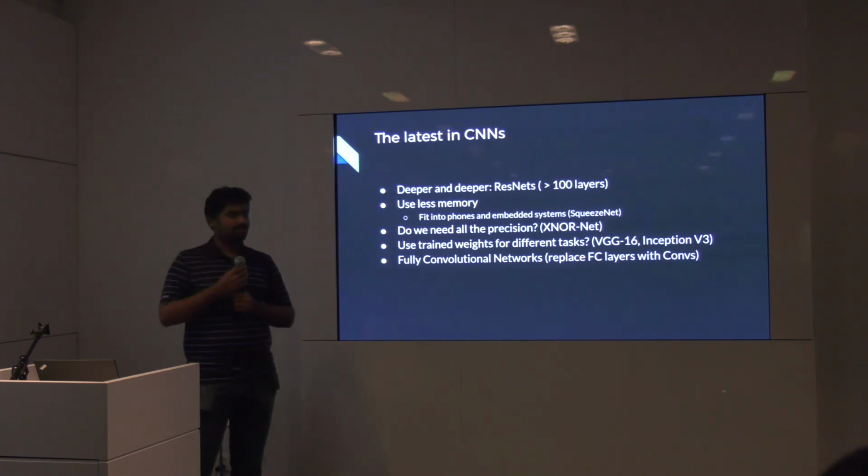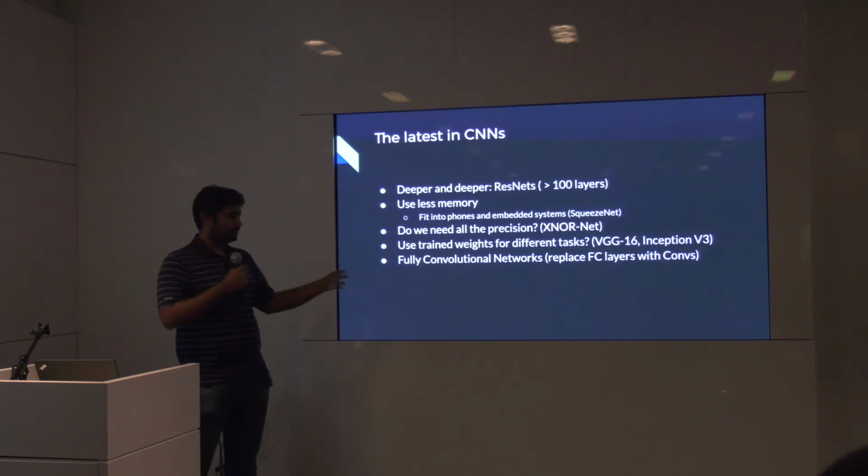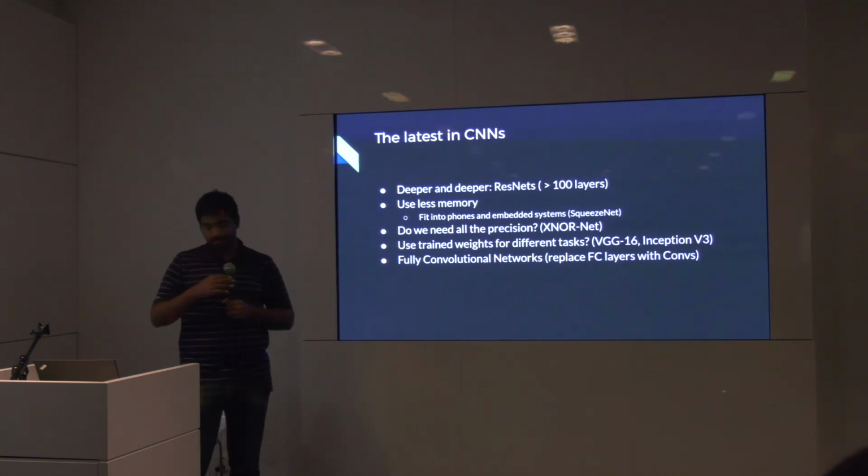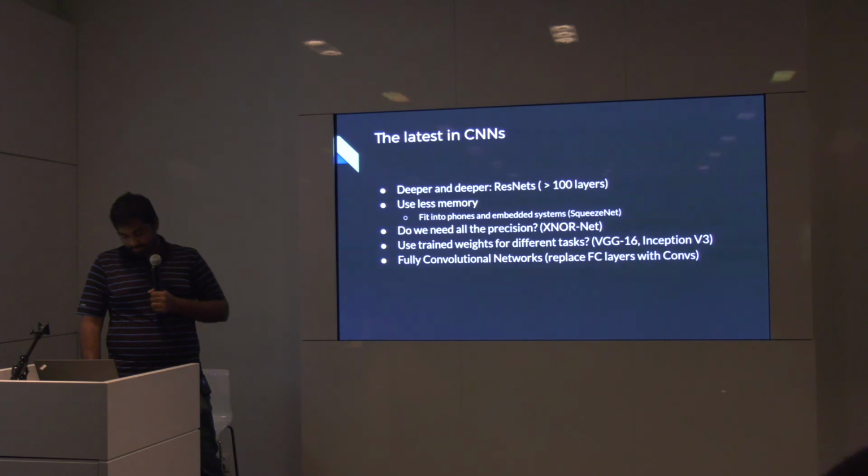It turns out, again, the answer is yes. You can Google the title, fully convolutional networks, and they performed really well.